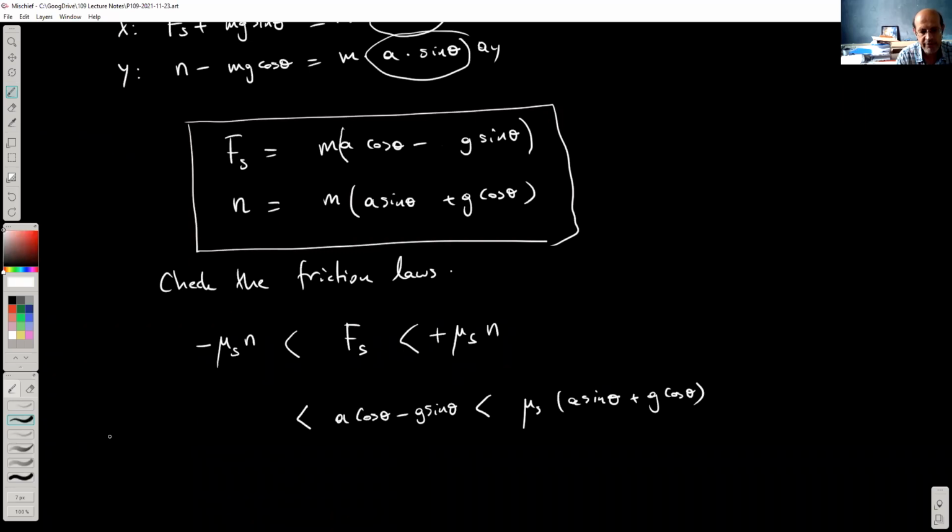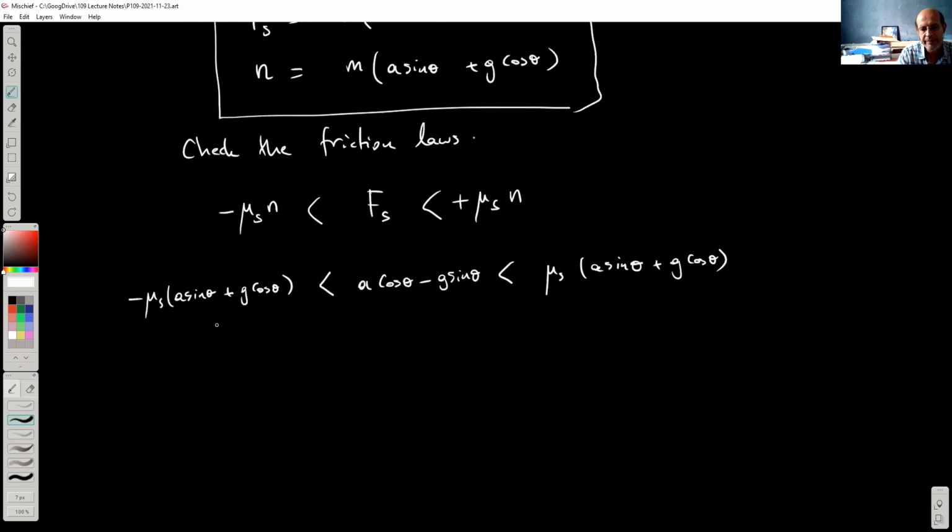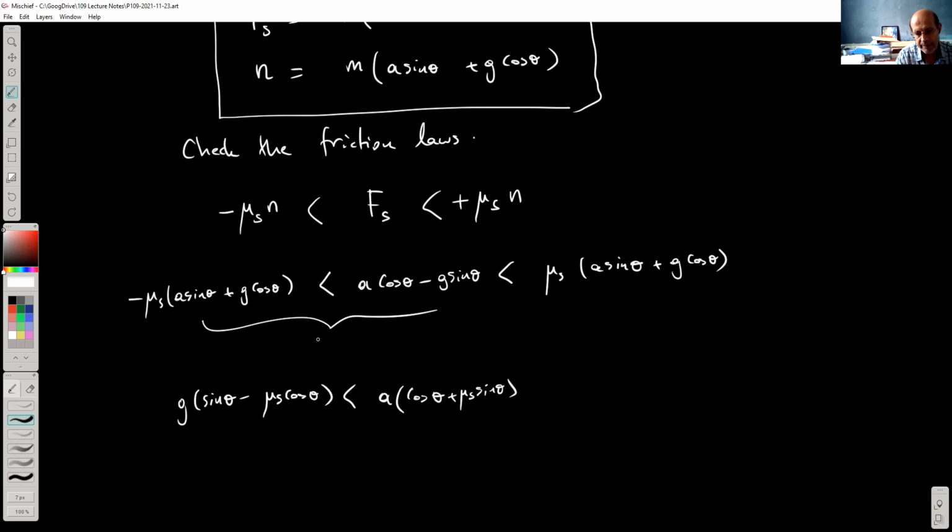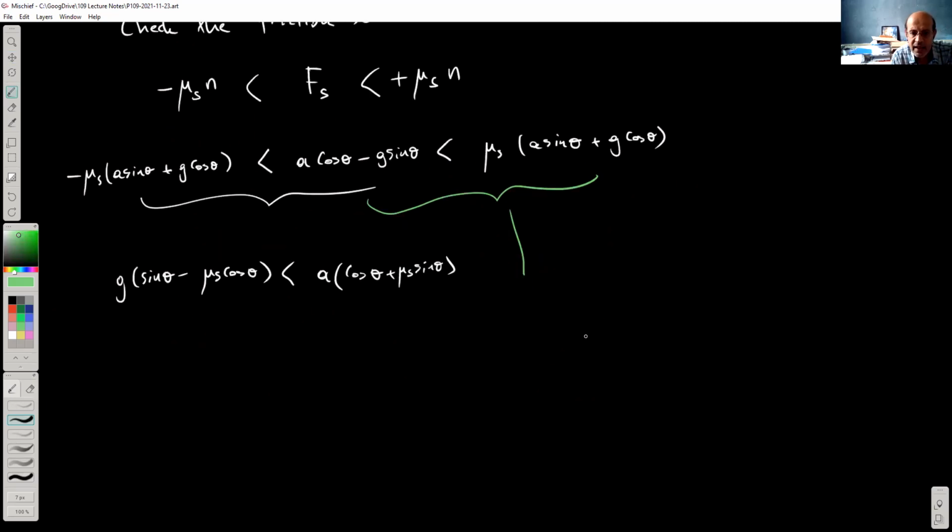And then on this side, we have minus μs a sine theta plus g cosine theta. I'm just going to stop here, but in each case, you get an inequality. For this one, you're going to get a times cosine theta plus μs times sine theta is bigger than g times sine theta minus μs times cosine theta. This is one inequality. From the other inequality, you get a times cosine theta minus μs times sine theta is less than g times sine theta plus μs times cosine theta.